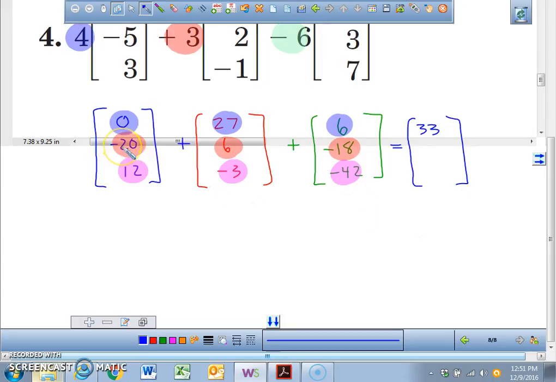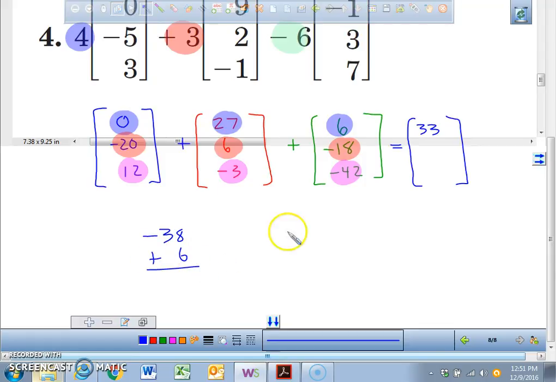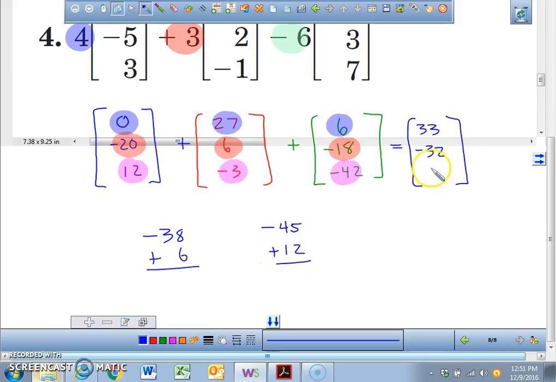This one's a little trickier. That says negative 20, right? And a negative 18. So think of it as you're at negative 38, but then you paid back 6. So now you're at a negative 32. Then over here, you have what? You have a negative 3 and a negative 42. So that puts you at a negative 45, but then you pay back $12, and that gets you back to a negative 33. All right.